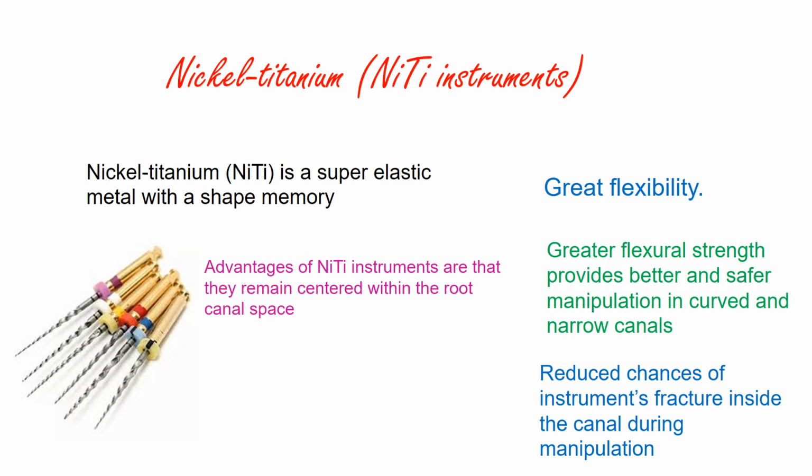What happened with the manual K files is that as the number of the file increases, the flexibility used to decrease. Okay, the stiffness property increases. So whenever these hand K files, the larger number hand K files, were used in curved canals, there were a lot of chances of instrument separation. Why? Because the instrument was not flexible, it was very stiff.